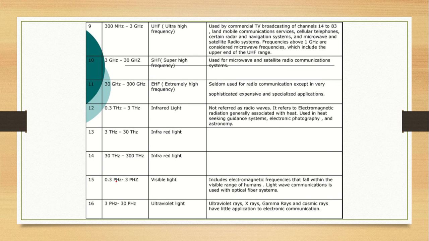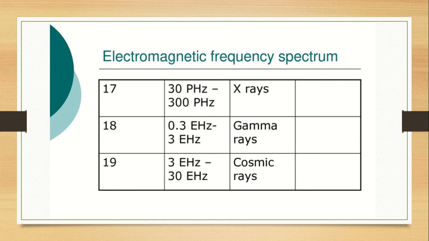Then 0.3 petahertz to 3 petahertz is visible light, which includes electromagnetic frequencies that fall within the visible range of humans. Light wave communications is used with optical fiber systems. Then 3 petahertz to 30 petahertz is for ultraviolet rays, X-rays, gamma rays, and cosmic rays, which have little application to electronic communications.